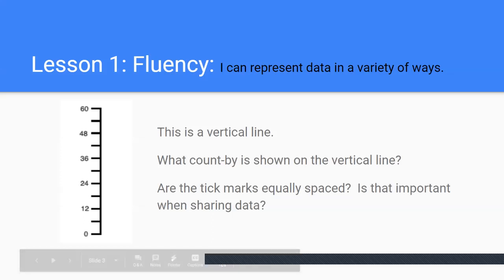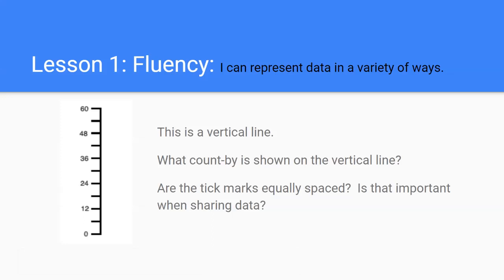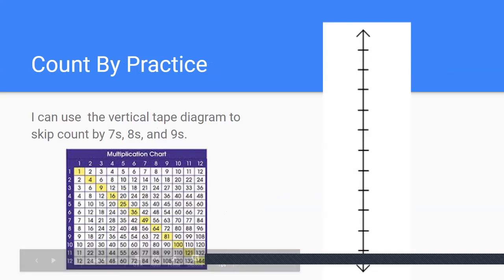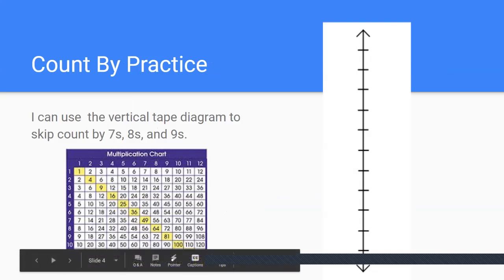So think to yourself, my friends, what is halfway between 0 and 12? If you're thinking 6, you are correct. The count bys that are really shown on this vertical number line are the 6 count bys. It's just that not every tick is marked. Something to think about. So I'm going to ask you right now to pause this video, and I want you to use this vertical tape diagram here, this vertical number line, to practice your skip counts starting at 0.